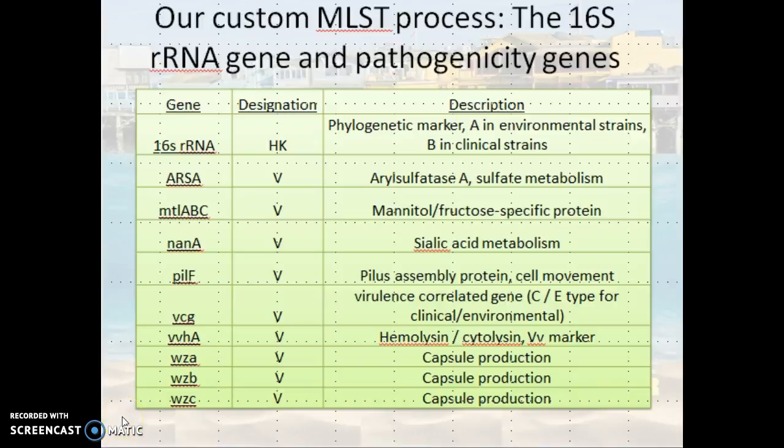So we've used Niall Bisharat's scheme, but we've also created our own scheme by looking at these genes, the 16S rRNA, which is a phylogenetic marker gene, and there are 2 different types commonly found in Vibrio, and then these genes here, all of which encode pathogenicity factors. So the V is for virulence in this case. I'm going to draw your attention to wza, wzb, and wzc. These are genes that must be expressed to make proteins that will enable Vibrio vulnificus to make a capsule. And capsules are definitely virulence factors, as you should remember from learning about Fred Griffith's work in Streptococcus pneumoniae.